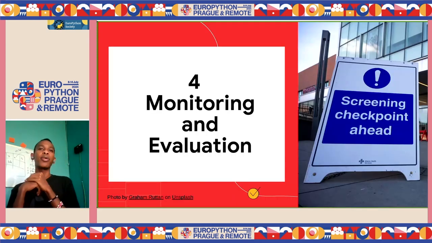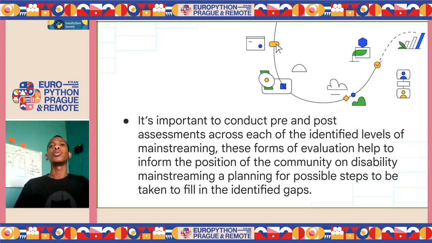And then the fourth step is you monitor and evaluate. Once you've done all that, it's important to conduct a pre and post assessment with the ones you're reaching out to, or maybe just your community members, to see if these can really work. This informs the position of the community on disability mainstreaming and planning. And the best way to do this, if you're an open source community, is having all of this in your public repo or something public, which can really help.